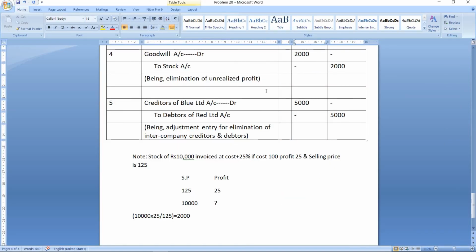Okay, so I hope you have understood the problem. We have passed two new entries which we have not passed in earlier problems. I hope you have understood everything. Okay, with this I conclude my explanation for second module. Okay, thank you.